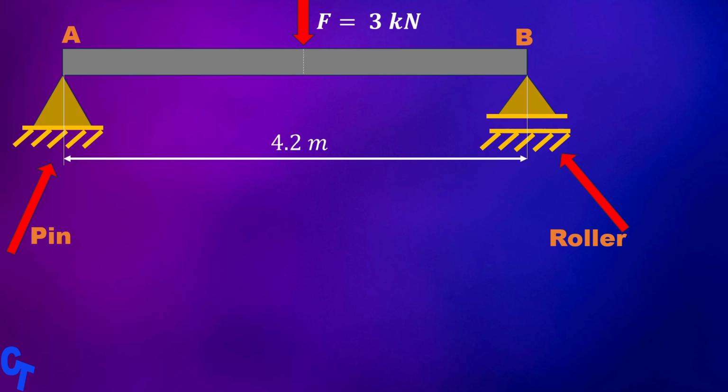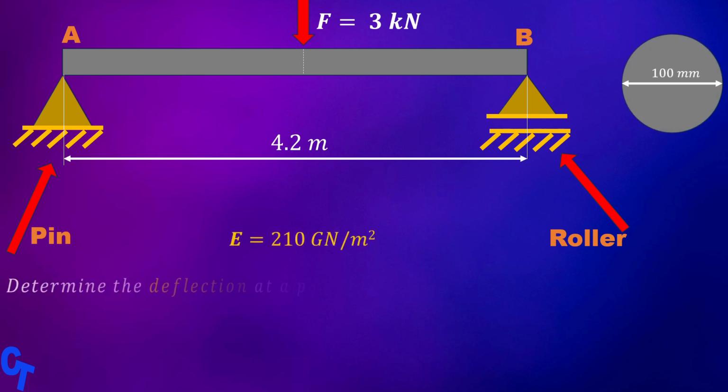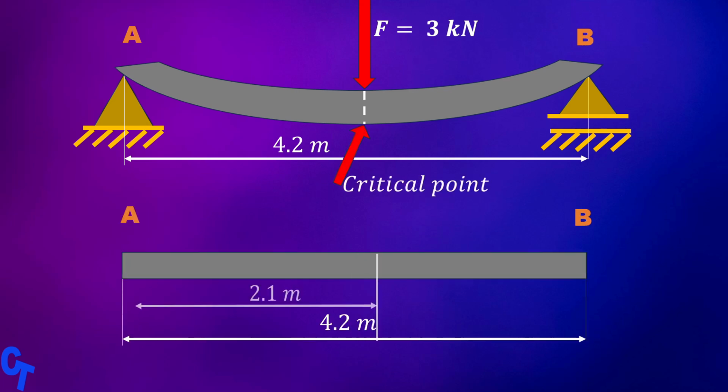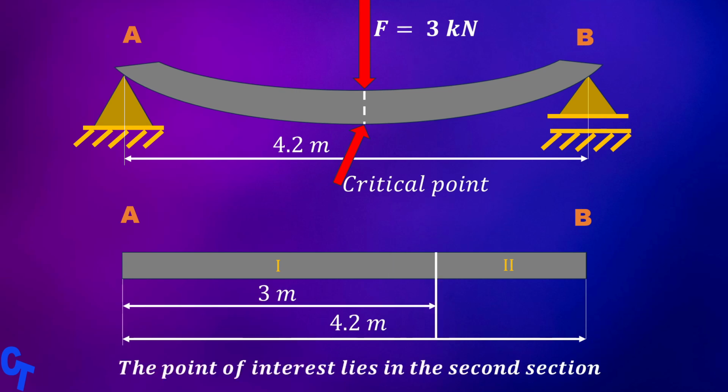We are told that the cross-sectional view is circular. We are also given E, and here is our question. Let's write our formula. We are putting negative since the bending is concave. This is what is going to happen when the load is applied. You can see that the center of the beam is the critical point, so we are going to make a section at the center. Now we have two sections and our point of interest lies in the second section.